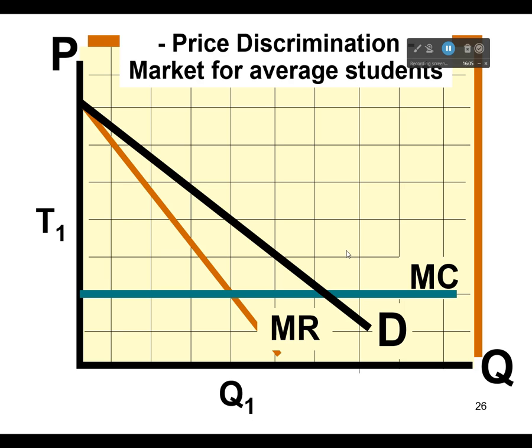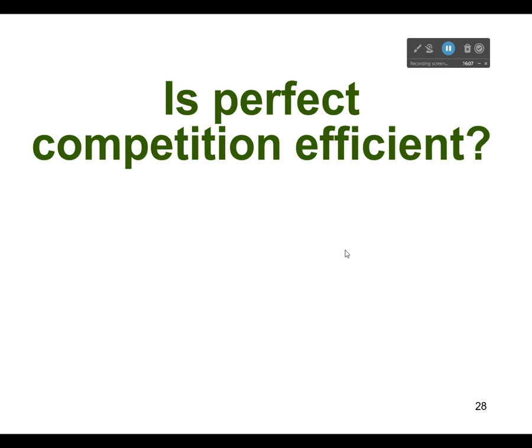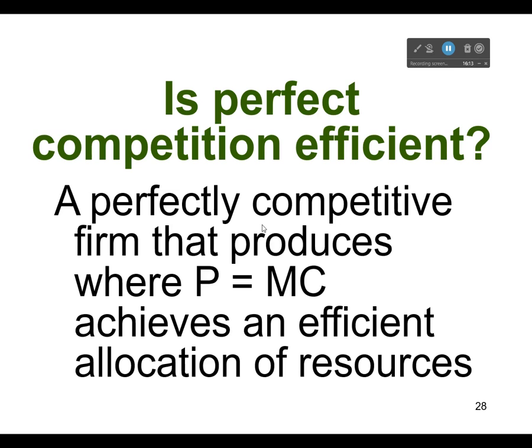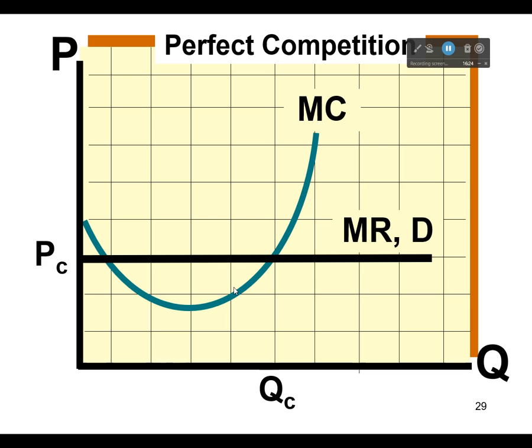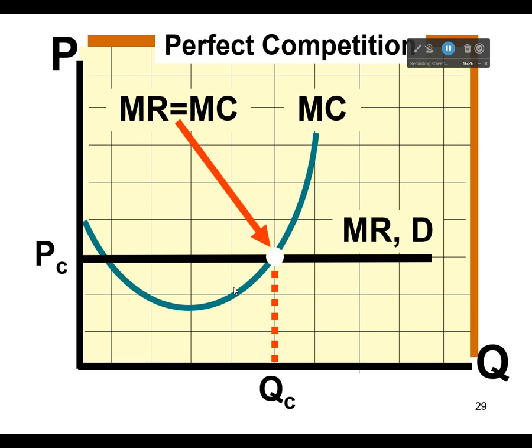Here's an example. Well, we're not going to go with the price discrimination example here. So, is perfect competition efficient? And the answer is yes. Under perfect competition, price equals marginal cost. In the neoclassical world, that is efficient. Under a monopoly, the price is greater than marginal cost. Okay.